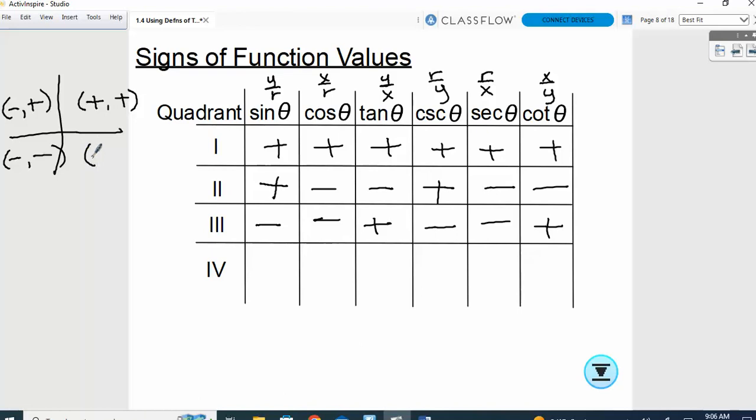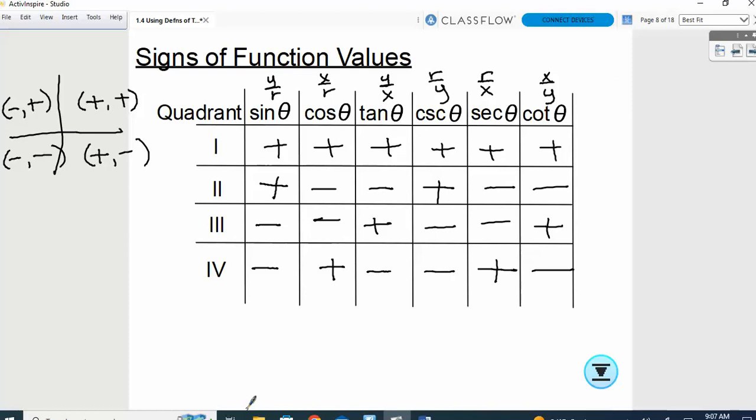In quadrant 4, x is positive, y is negative. So y divided by r would be negative, so that means so is cosecant. Cosine x over r would be positive, and tangent y over x would be negative.